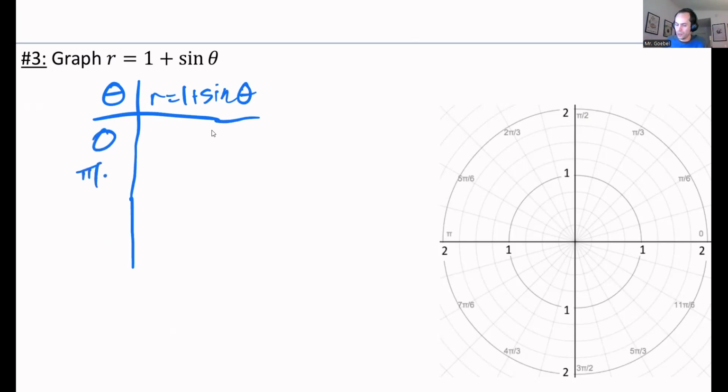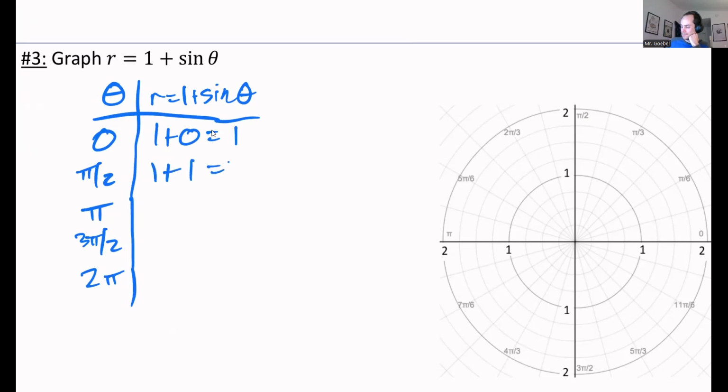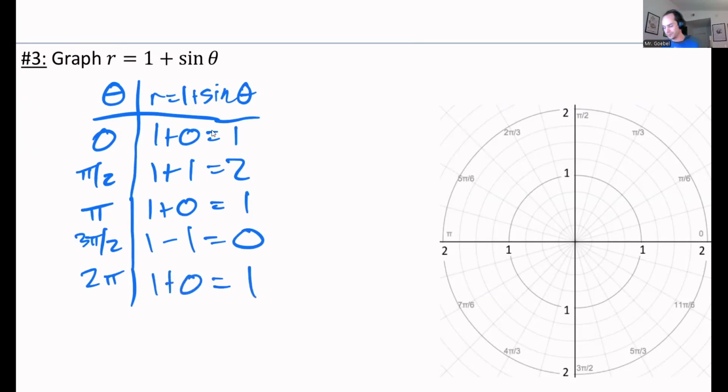0, pi over 2, pi, 3 pi over 2, and 2 pi. And they're the easy points as well. So what's r going to be in each of these? Well, if theta is 0, 1 plus sine of 0, right? That's just 1 plus 0, which is 1. Theta equals pi over 2. That's 1 plus 1. Theta equals pi. Sine of pi is 0. You're back to 1 plus 0. Here, sine of 3 pi over 2, actually, I'm going to say minus 1, right? Because sine of 3 pi over 2 is negative 1. And then we're back to 1 plus 0 is 1.